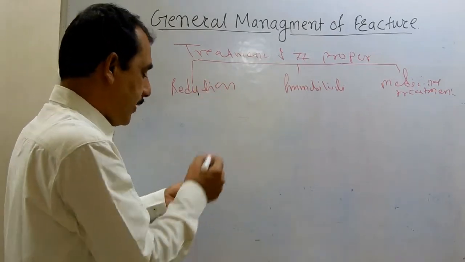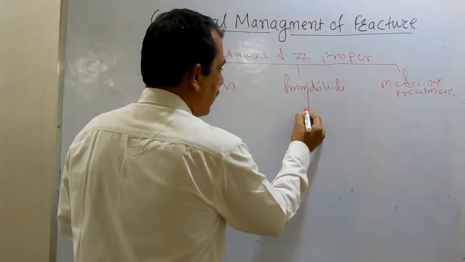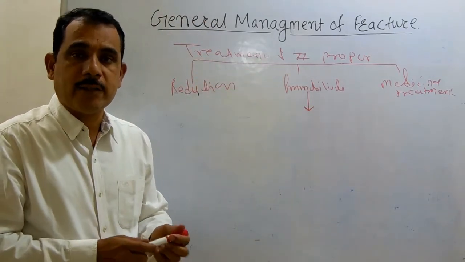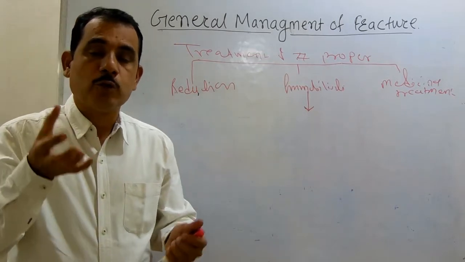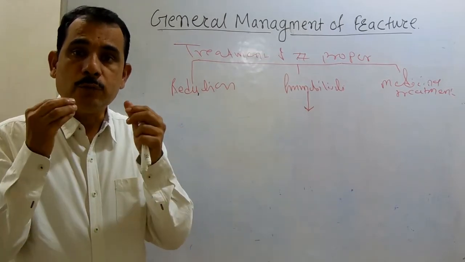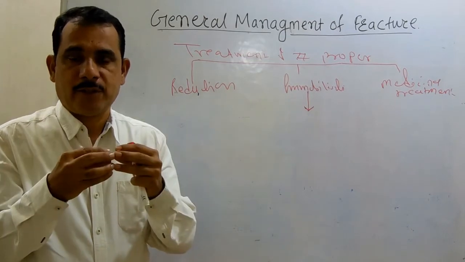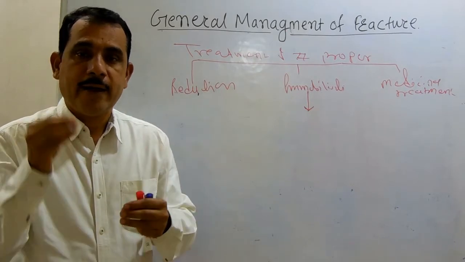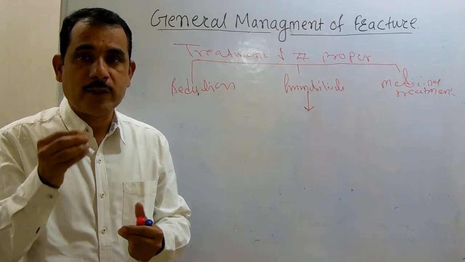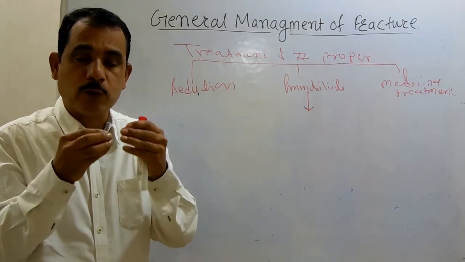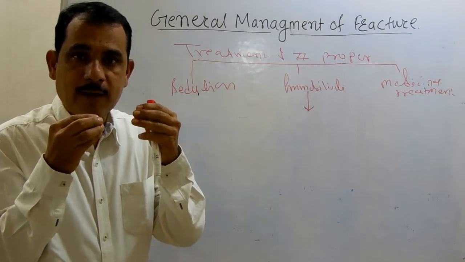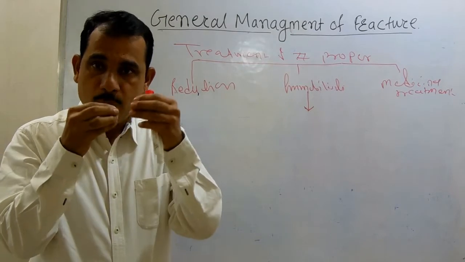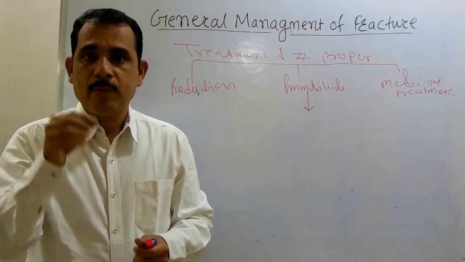Then we will say immobilization. The second step in the treatment of the fracture proper is the immobilization. Now, what do we mean by immobilization? Immobilization is a method or process of holding the two fracture ends at the place, not allowing them to move. It is a process of holding the two fracture ends in place after the reduction, not allowing movement at that site. It's called immobilization.